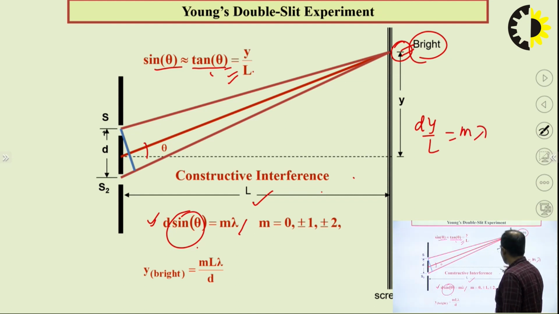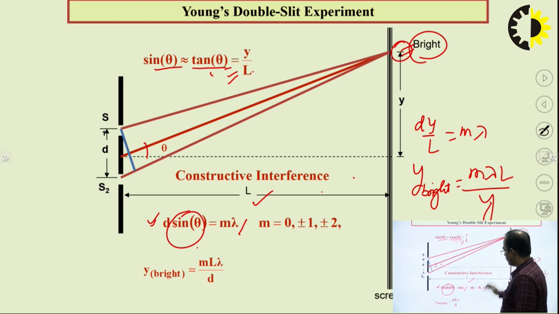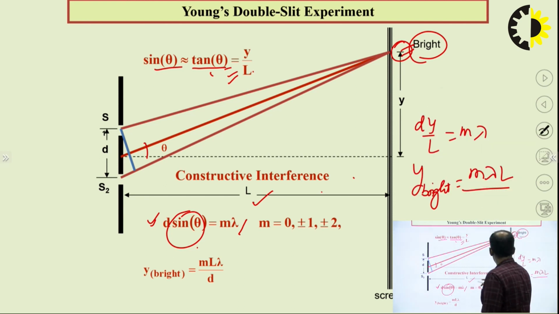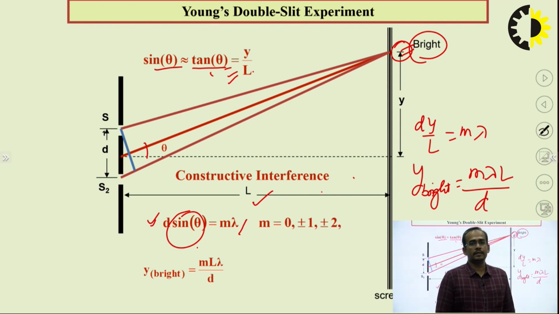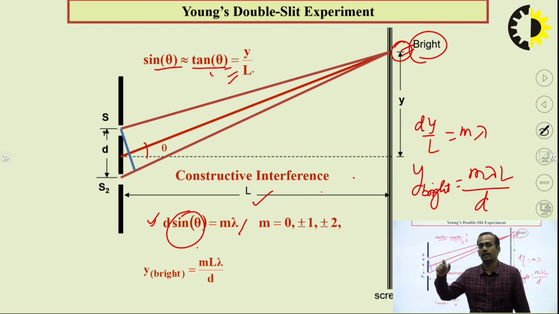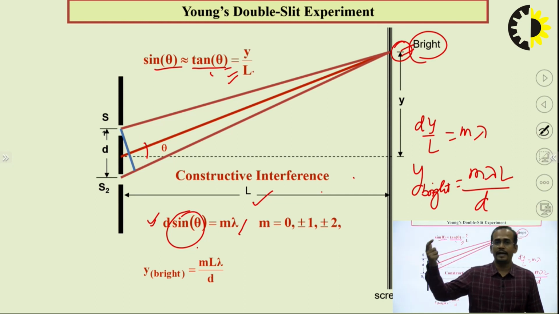So what will be the value of y? Y bright will be equal to m lambda L by, sorry, m lambda L by d. So in this way we can calculate the distance from the center where the dark or bright fringes are appearing.